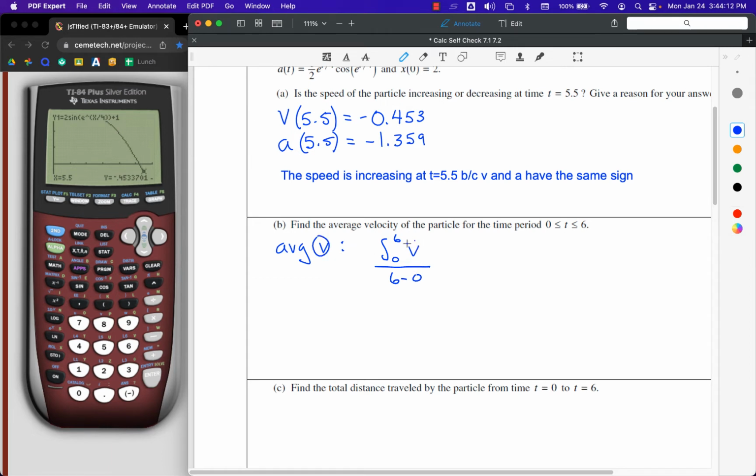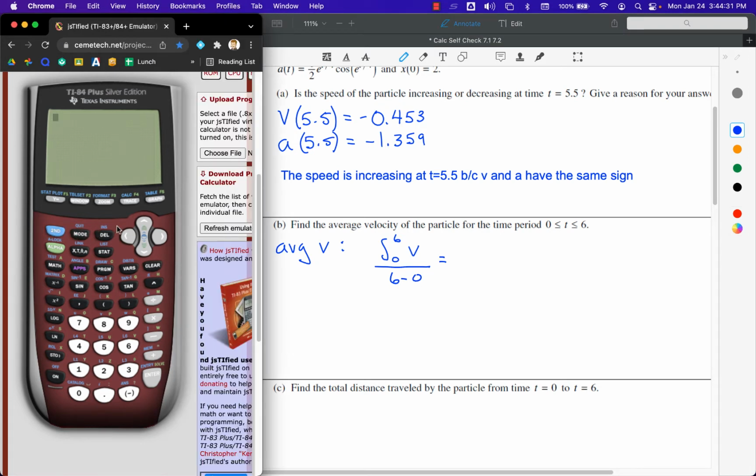What this letter and this letter have to match each other whenever you're talking about averages. Because essentially what this is saying is that this is the total change in position when I take the integral of velocity. The total change in position over the total change in time is the average velocity. So we need to actually calculate what this is, and luckily I have this calculator over here that can do it for me.